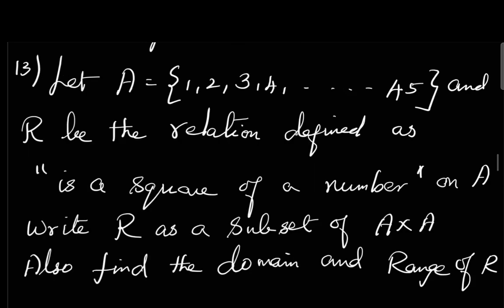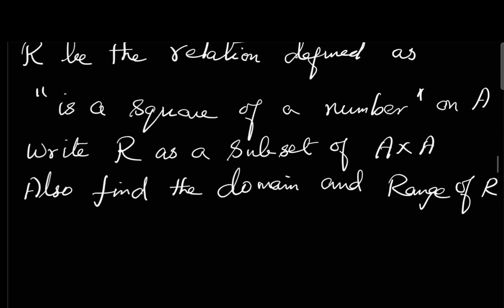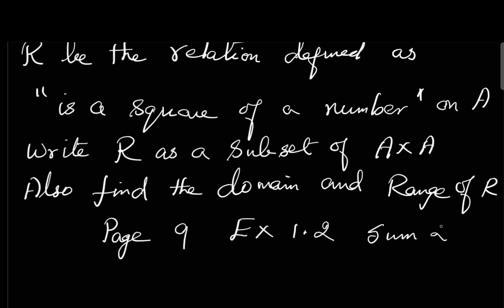See the next question. Let A is 1, 2, 3, 4, up to 45. And R be the relation defined on the set A as the square of a number. And also R is a subset of A cross A. Find the domain and the range of R. This is square of. So this sum is given in page 9, exercise 1.2. This is the second sum in that exercise. You can watch this in the video.